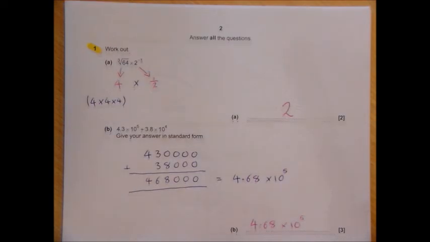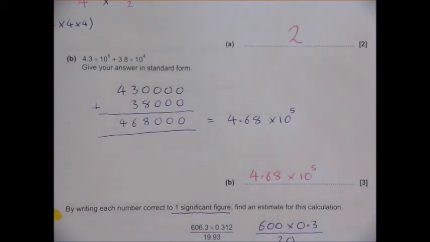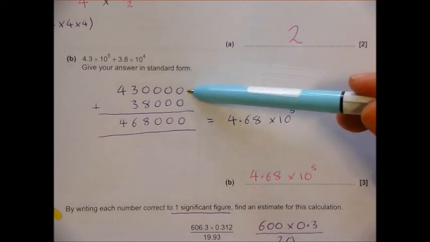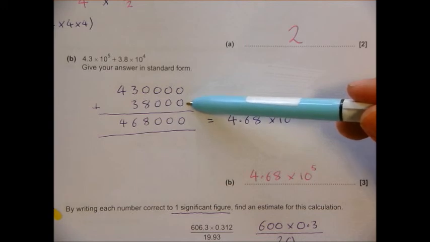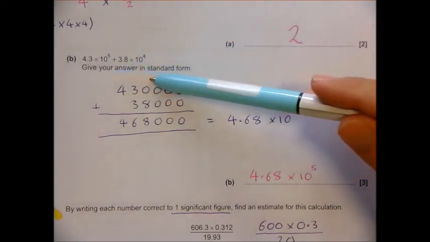Next one, question 1b. This is a standard form question. It says 4.3 times 10 to the power 5, add 3.8 times 10 to the power 4. You've probably learnt this in year 8 or year 9. You might have forgotten how to do it, but it's dead easy. 4.3 times 10 to the power 5 is that, what I'm pointing at, and 3.8 times 10 to the power 4 is that. You simply add them up, column addition, and then you put the answer back into standard form, because it says, give your answer in standard form.